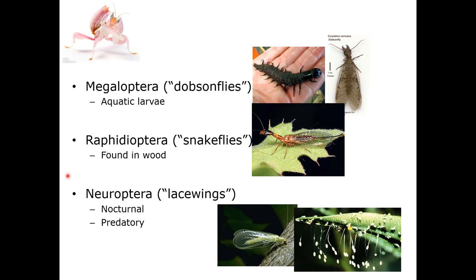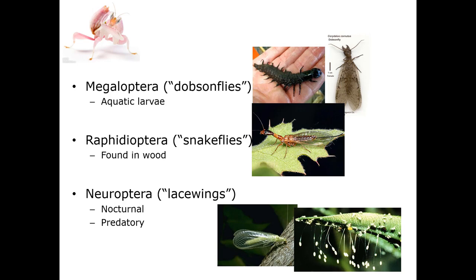Now, the next order, these are the Raphidioptera, or the snake flies. These are very closely related to Dobson flies. I mean, just look at them there. They look pretty much the same, except you can see that first thoracic segment, that prothoracic region in this snake fly, is really, really elongate. So you'll see that they look an awful lot like these Dobson flies, and they also look an awful lot like these lacewings, almost as if the Dobson flies and the lacewings had babies, right? Right in the middle, we've got a Raphidioptera.